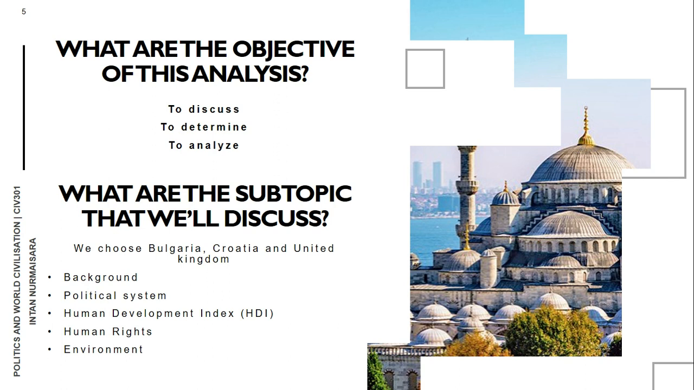So, what are the subtopics that we will discuss in the European countries that we have chosen? Which are Bulgaria, Croatia, and United Kingdom. We will go into detail about the background, political system, HDI, human rights, and environment.